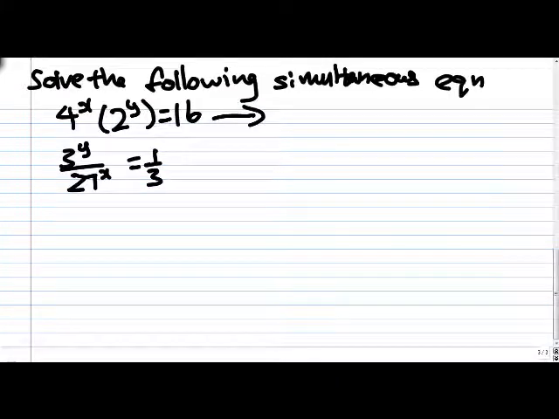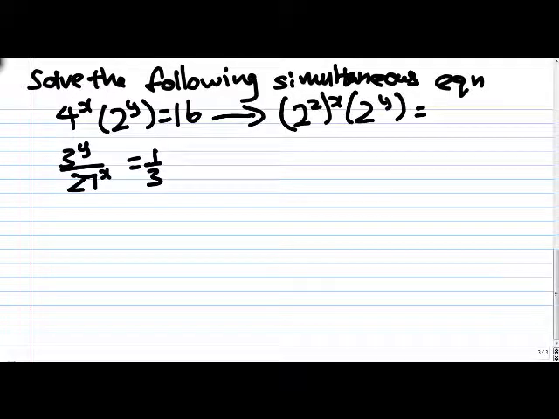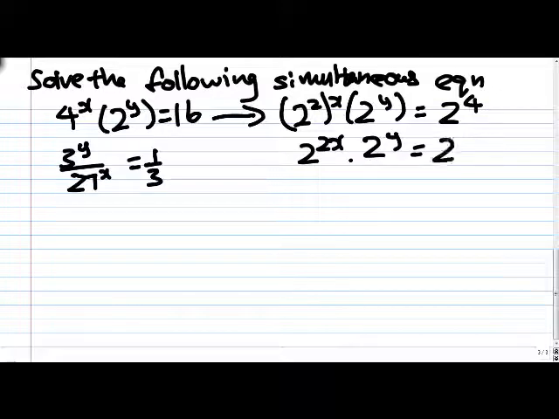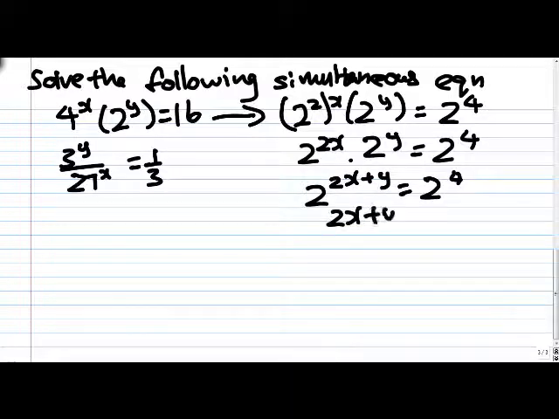Now, 4 is also 2 to the power of 2, so 4 to the power x times 2 to the power y. 16 is actually 2 to the power of 4: 2 times 2 times 2 times 2 is 16. So what we get here is 2 to the power of 2x times 2 to the power of y. This dot here signifies multiplication. According to the law of indices, you can add: 2 to the power of 2x plus y equals 2 to the power of 4. Now 2x plus y equals 4. Let's call that equation 1.